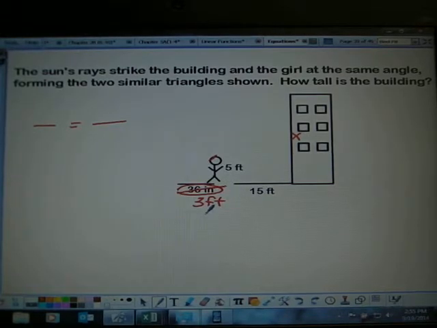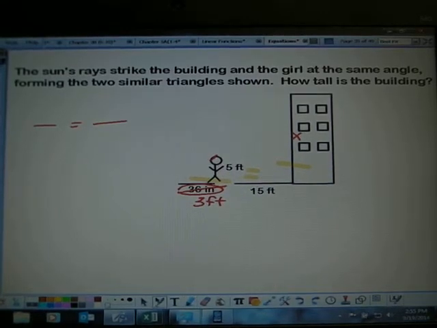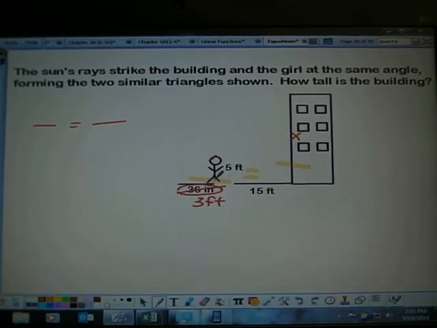Now, like I said, there are different ways to set this up. When I'm given a picture like this, what I like to do is make a fraction here, make a fraction here, and put an equal sign in the middle. And then my fractions are already set up for me. I've got 5 over 3. So I went height over shadow, and I'm going height over shadow, x over 15.